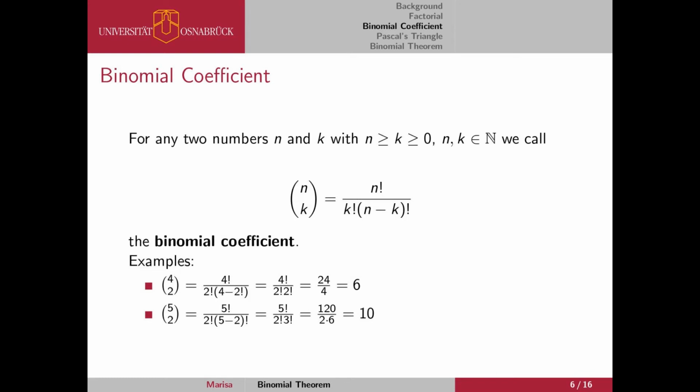In the second example, we have 5 over 2. So here, in terms of n over k, n is 5 and k is 2. If we plug this into our formula, we have 5 factorial for n factorial divided by 2 factorial for k factorial times 5 minus 2 factorial for n minus k factorial. This is the same as 5 factorial divided by 2 factorial times 3 factorial, which is 120 divided by 2 times 6, and the result will be 10.